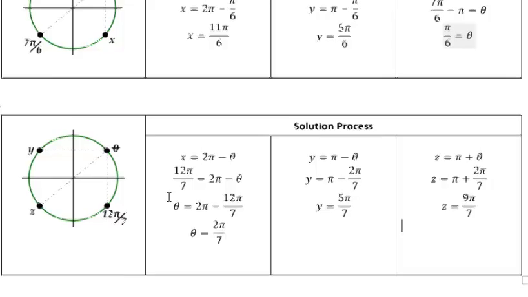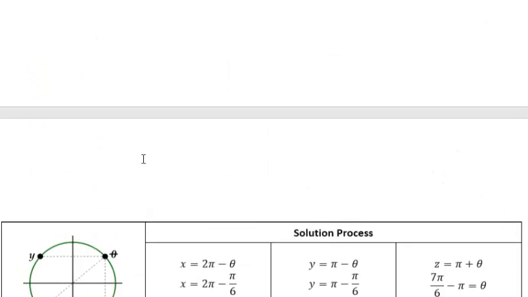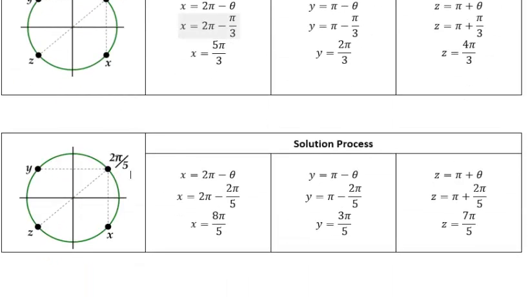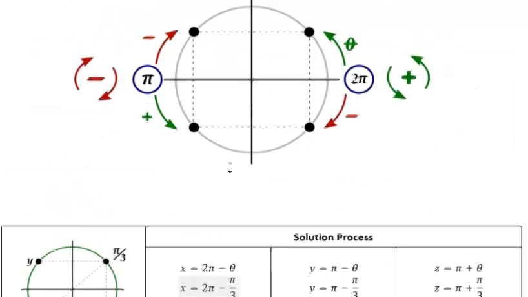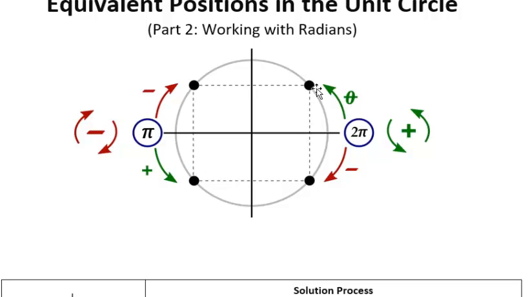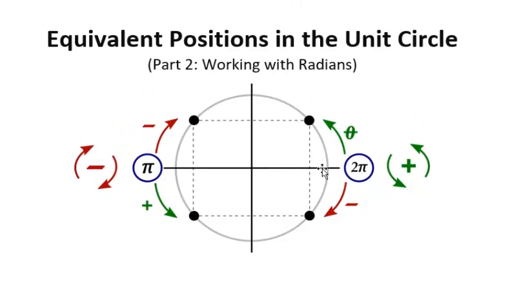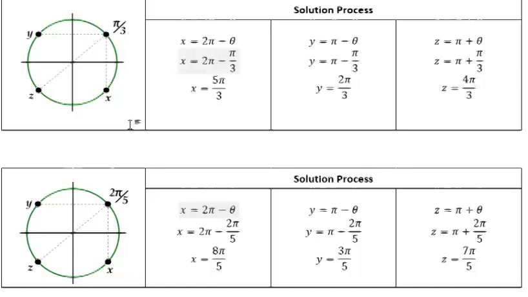So basically that's how you find each one of the positions. If you have the starting position theta, you can easily find x, y, and z by following the formulas, or at least understanding what you have to do. Like whether you move backwards from pi or forward from pi or backwards from 2 pi. You never move forward from 2 pi, because this is the original angle theta, the first position.